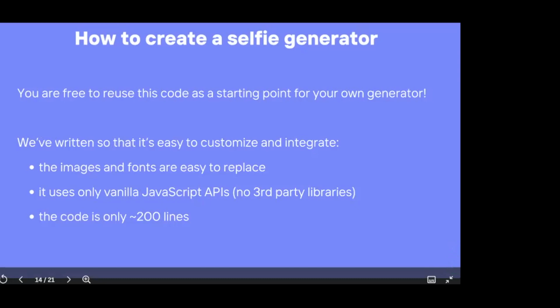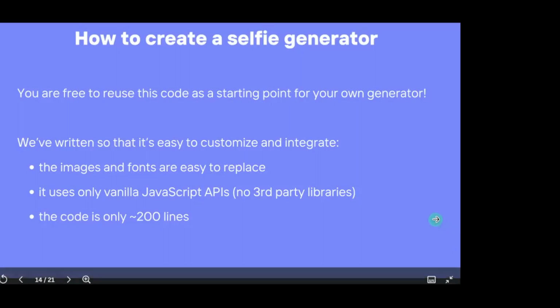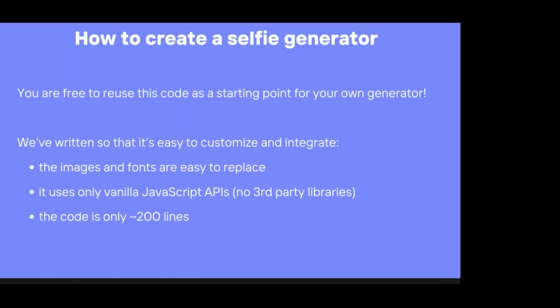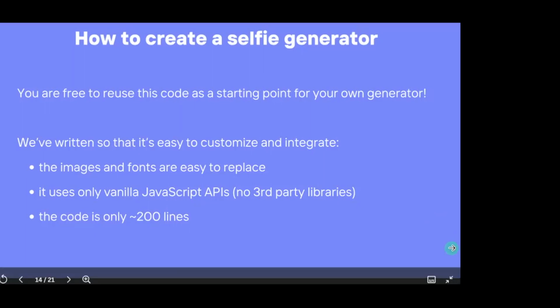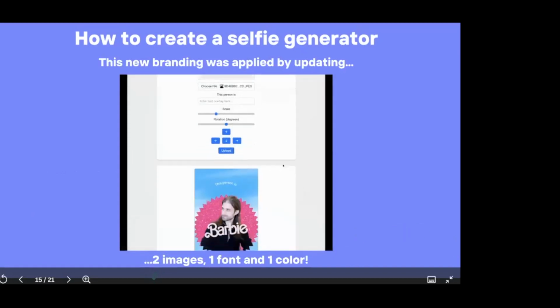And so as I was saying, you are free to reuse this code as a starting point to create your own selfie generator. We've written it in a way that it should be as easy as possible to customize and integrate. You would basically need to replace only images and fonts and some colors. And I will show you an example of how you could do that just after. The code only uses vanilla JavaScript APIs, so no third-party libraries. There is no dependency that you will need to implement. And the code is only around 200 lines of code, so something that is pretty manageable to ramp up in terms of picking up the skills to update the code.